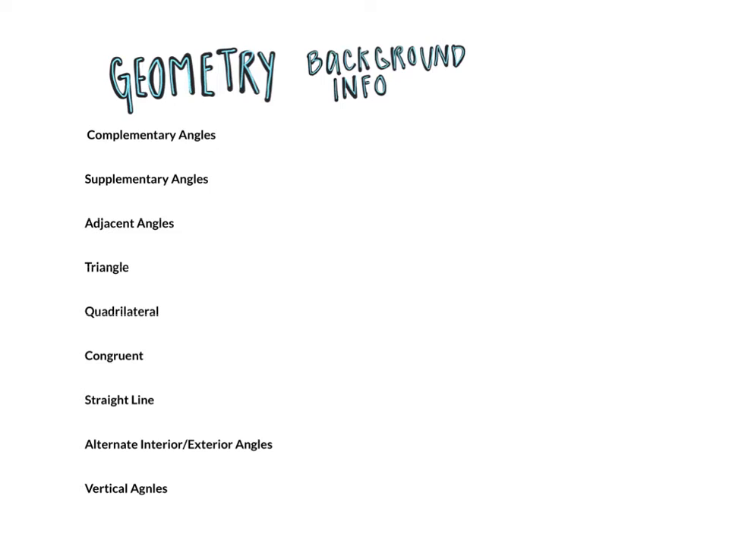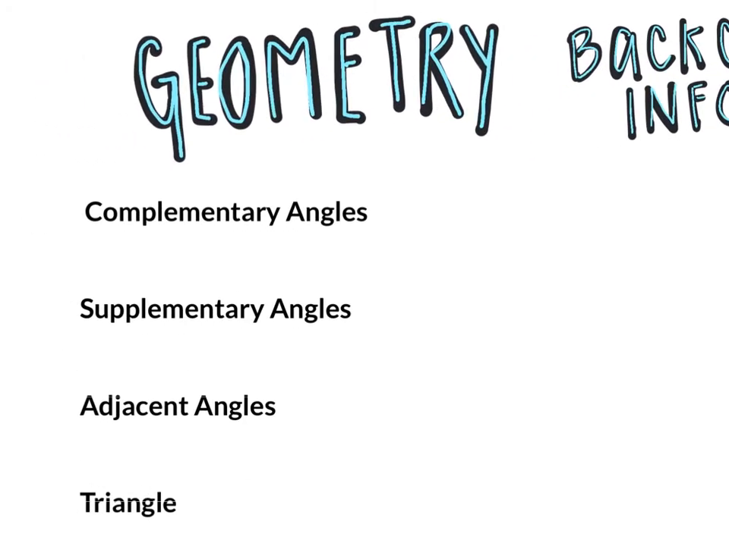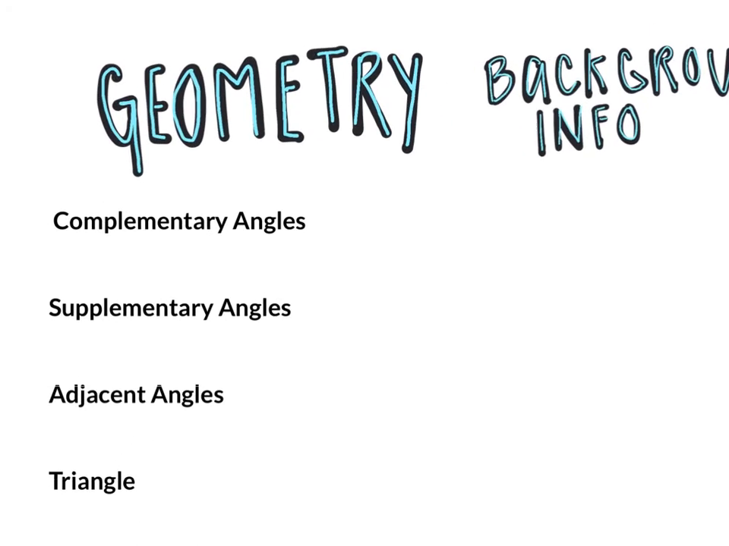You'll need to know these things before we get into writing equations today, because these are actually the clues that allow us to write these equations. So the first one I'm going to go over with you is complementary angles. A complementary angle is when two or more angles add up to 90 degrees.